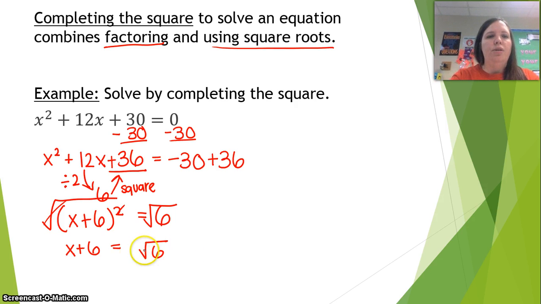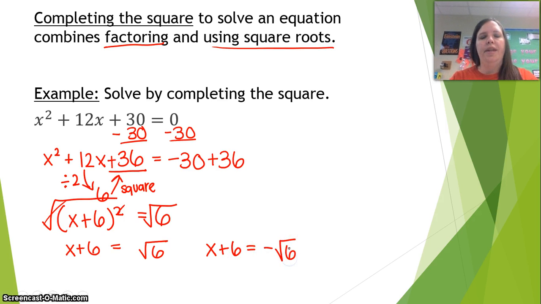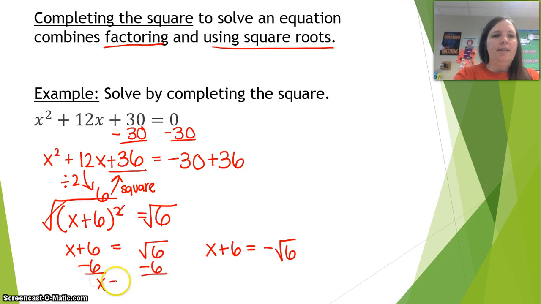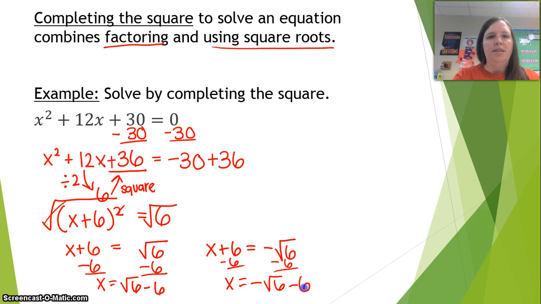I could use a decimal, but I'm going to just leave it as the square root of 6. But you remember I have to do the positive number. I have to solve two things here. I have to solve the positive number, and I have to solve the negative number once I've taken the square root. So I'm just going to leave it written as square root of 6 instead of writing anything else out as far as like the decimals. Oh, sorry. So if I subtract 6, and I subtract 6, I get that x is the square root of 6 minus 6, and I get that x is negative square root of 6 minus 6.